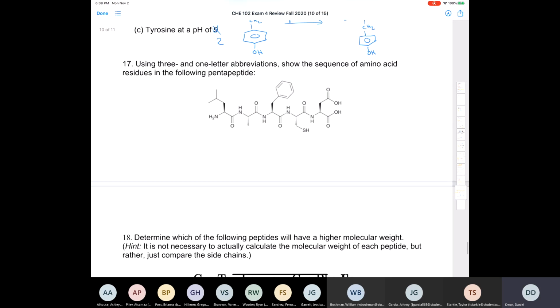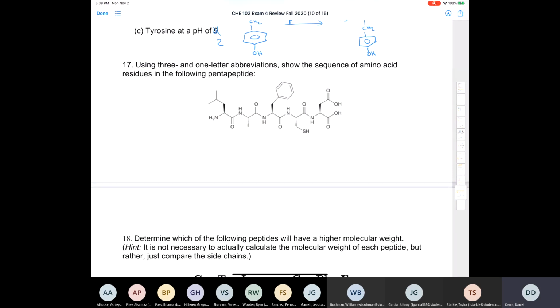Okay, again, for the next one, you need a cheat sheet. If you need that, of course, I'm going to provide that to you. I'm not going to leave you out in the cold, struggling to figure out the names of the amino acids.